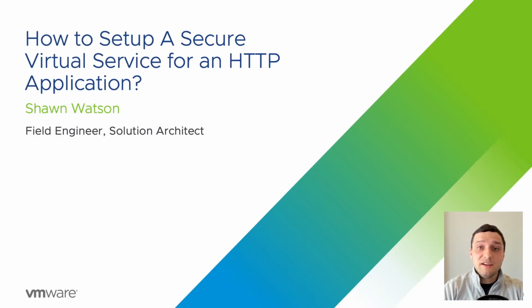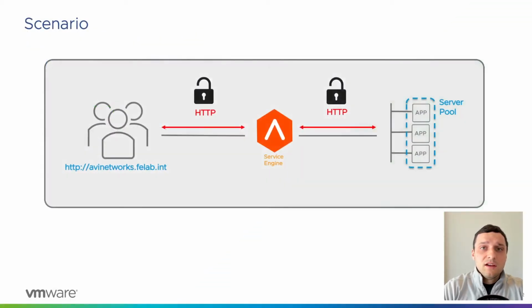My name is Sean, and today we are going to cover the topic of how to set up a secure virtual service for an HTTP application on AVI. This is my configured scenario where the clients are currently communicating HTTP to the load balancer, the load balancer being AVI, and AVI is communicating HTTP to those backend servers.